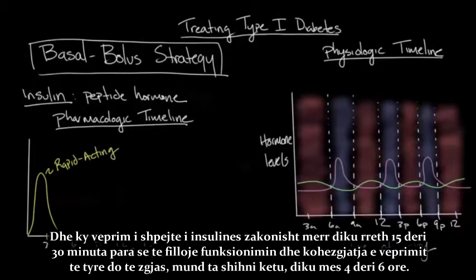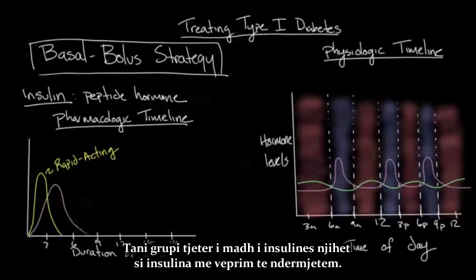And these rapid-acting insulins usually take somewhere about 15 minutes to 30 minutes before they start working, and their duration of action will last, you can see here, somewhere around 4 to 6 hours. Now, the next major group of insulins are known as intermediate-acting insulins.